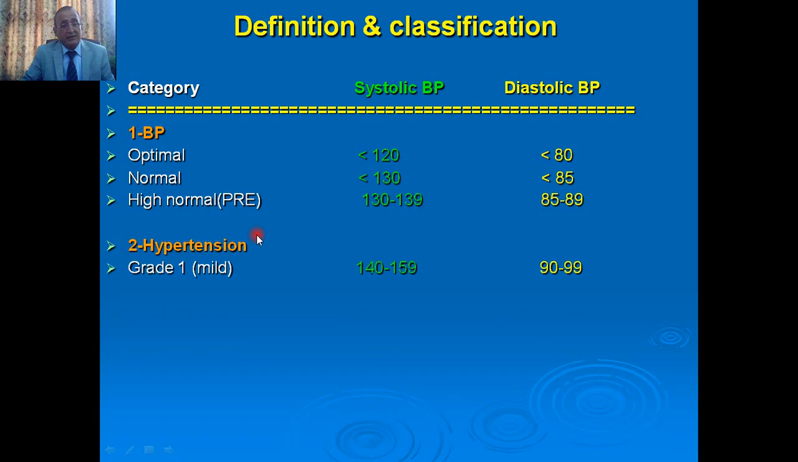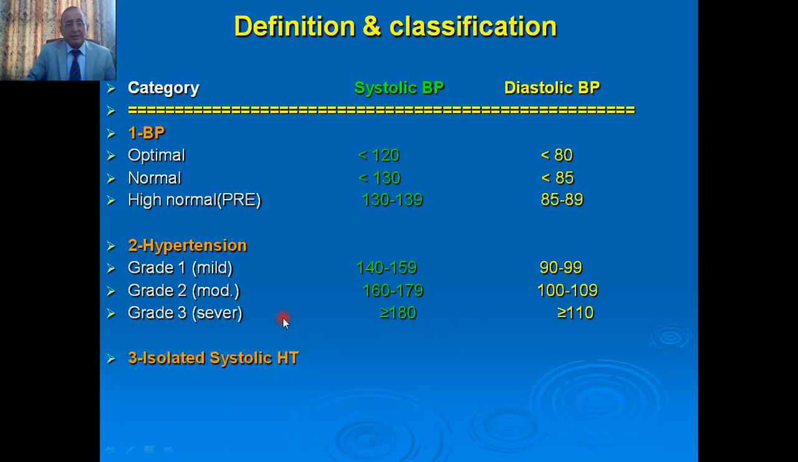Hypertension has three grades. Grade 1 or mild, 140 to 159, diastole 90 to 99. Grade 2 or moderate, 160 to 179, 100 to 109. Grade 3 or severe, more than 180, more than 110. This is regarding the grades of hypertension.